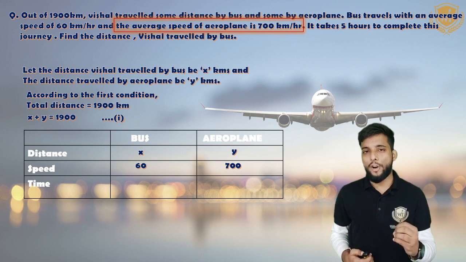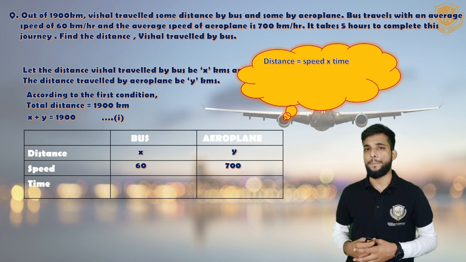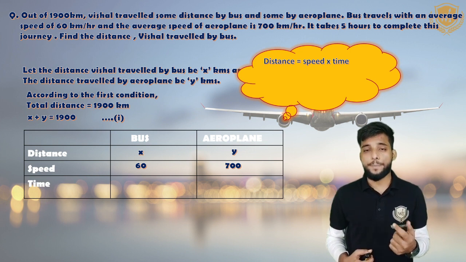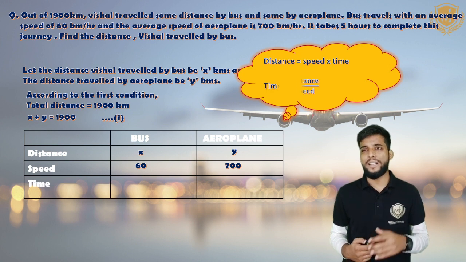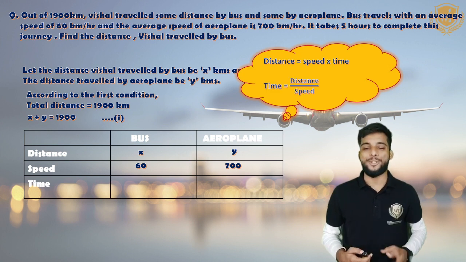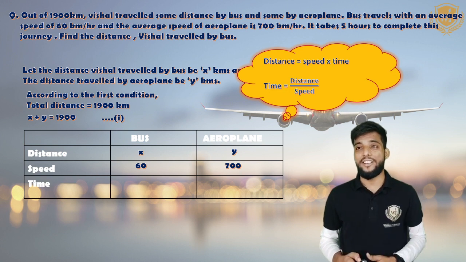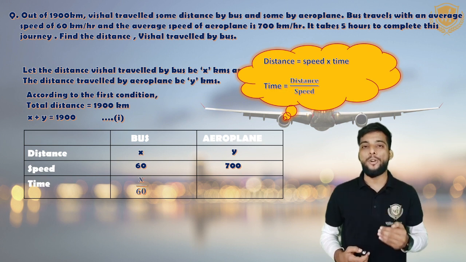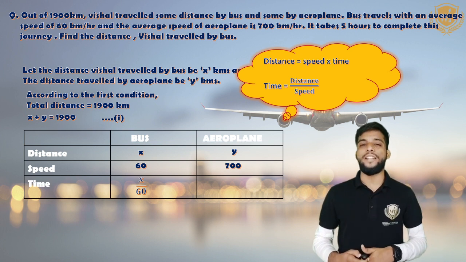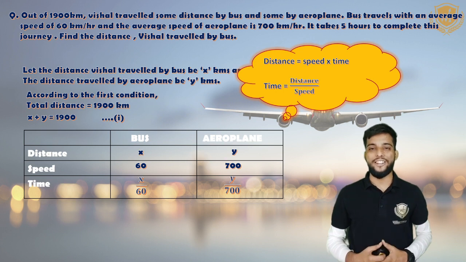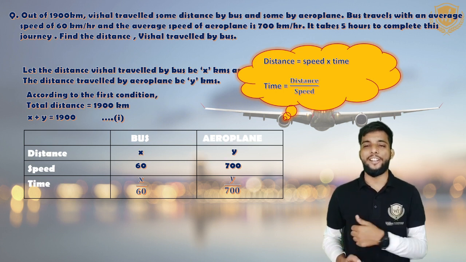Let us write down the formula for distance. The formula for distance is speed into time. But distance is given, speed is given, time is pending, right? So what is going to be the formula for time? It is going to be distance upon speed. Meaning the time taken for the bus travel will be x upon 60, distance upon speed, and for an aeroplane it is going to be y upon 700. So we have the time for bus and time taken in an aeroplane.